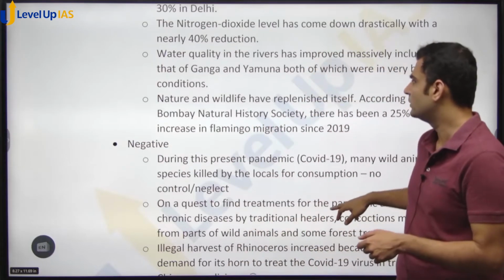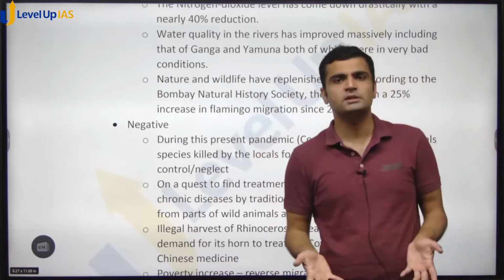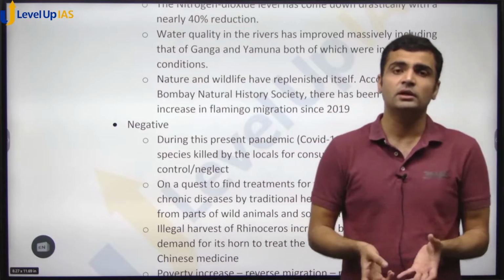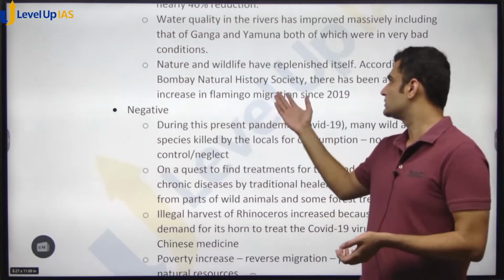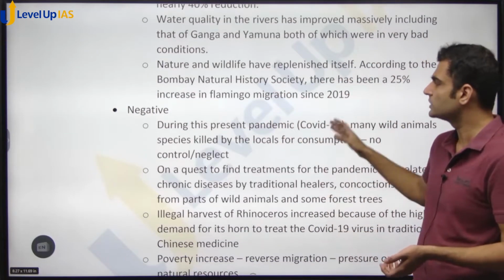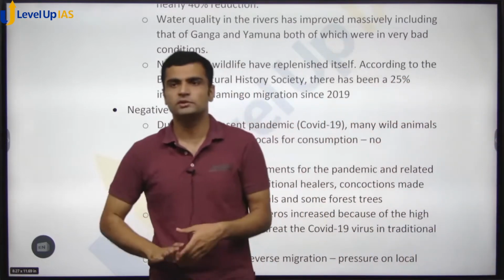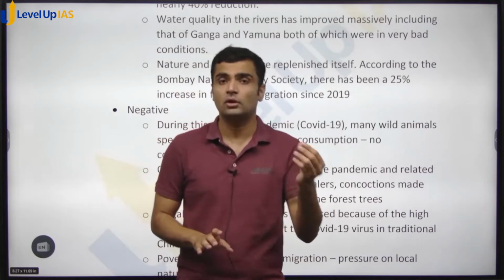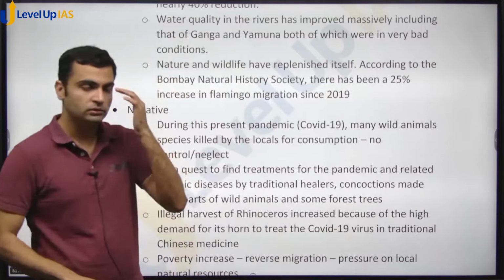Then nature of wildlife replenished itself. That we have seen everywhere. I mean, it was one of the biggest lessons of this pandemic, that nature can heal itself. So Bombay Natural History Society said that there has been 20%, 25% increase in flamingo migration. And I myself have visited, observed flamingos, greater flamingos, not too long ago. Beautiful birds.